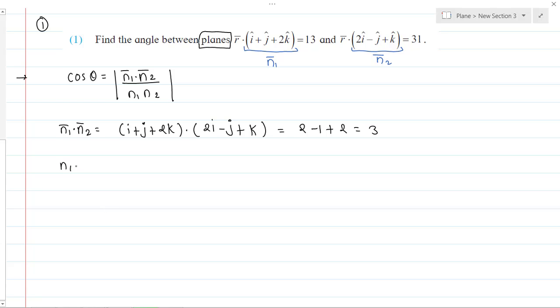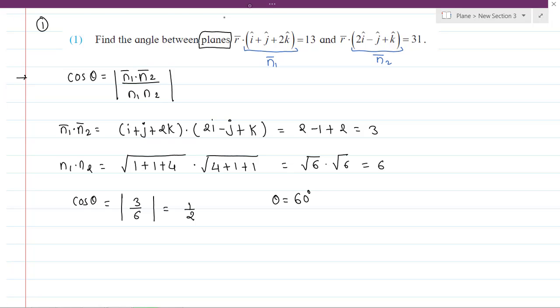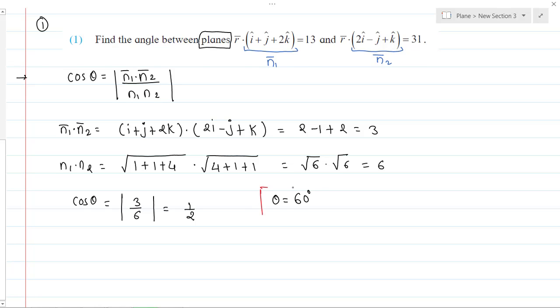Now let's find n1 into n2, the product of the moduli, which is root of 1 plus 1 plus 4 into root of 4 plus 1 plus 1, which is root 6 into root 6, equal to 6. So cos theta is modulus of 3 divided by 6, which is 1 by 2. At what angle does cos become 1 by 2? The angle is 60 degrees. So the answer for this question is 60 degrees. That's very simple. Now let's see the next question.